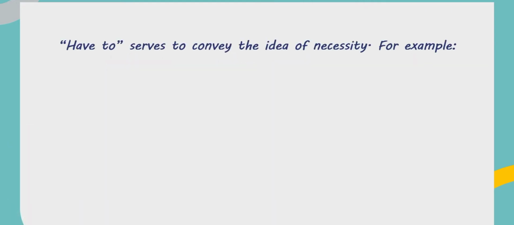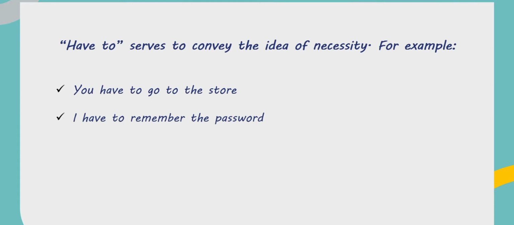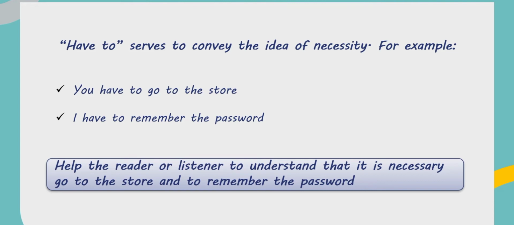Have to serves to convey the idea of necessity. For example, you have to go to the store, and I have to remember the password. This sentence helps the reader or listener to understand that it's necessary to go to the store and to remember the password.